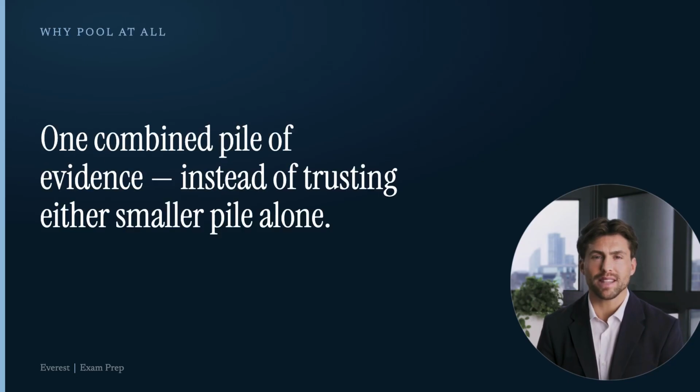Pooling only makes sense because the variances are assumed equal. Picture it like combining 2 overlapping piles of evidence about the same underlying volatility instead of trusting either team's smaller pile on its own. You get one better estimate built from all 73 data points together. If the variances weren't assumed equal, you'd need a messier formula, and the degrees of freedom wouldn't come out to a clean whole number either.